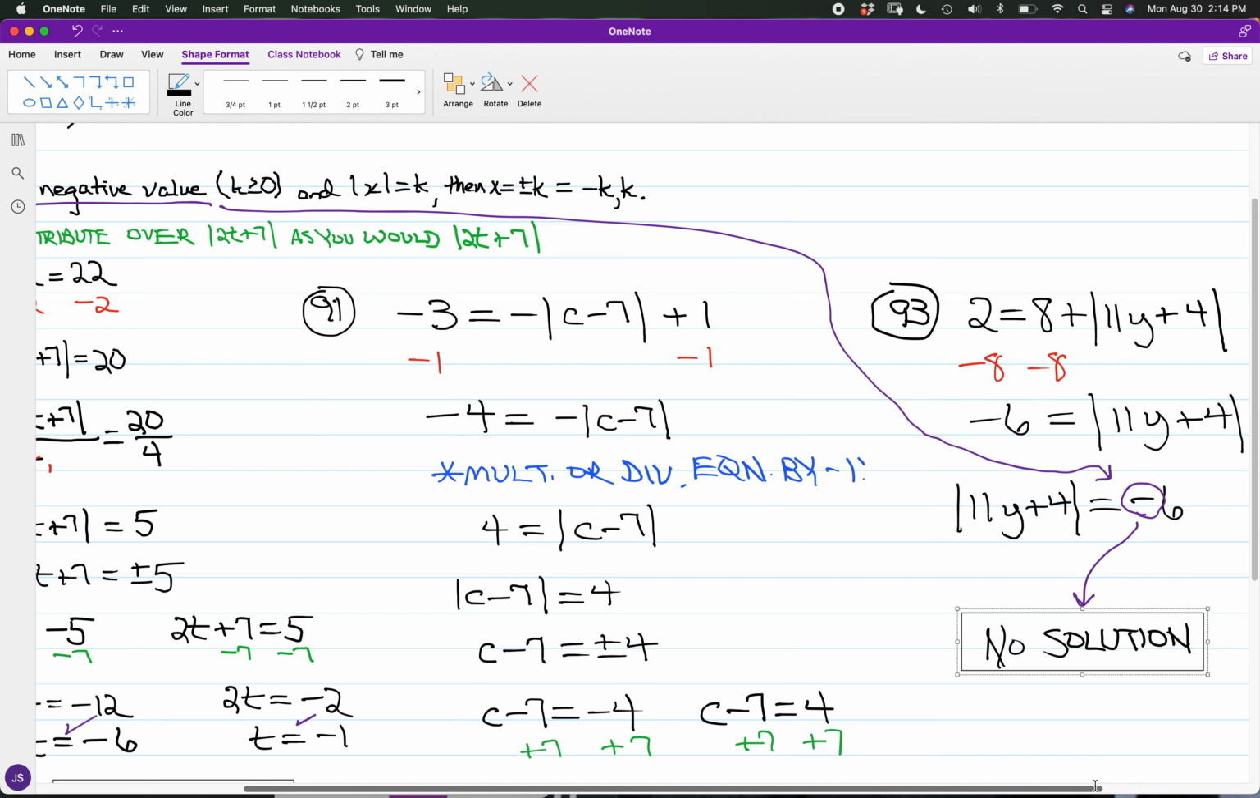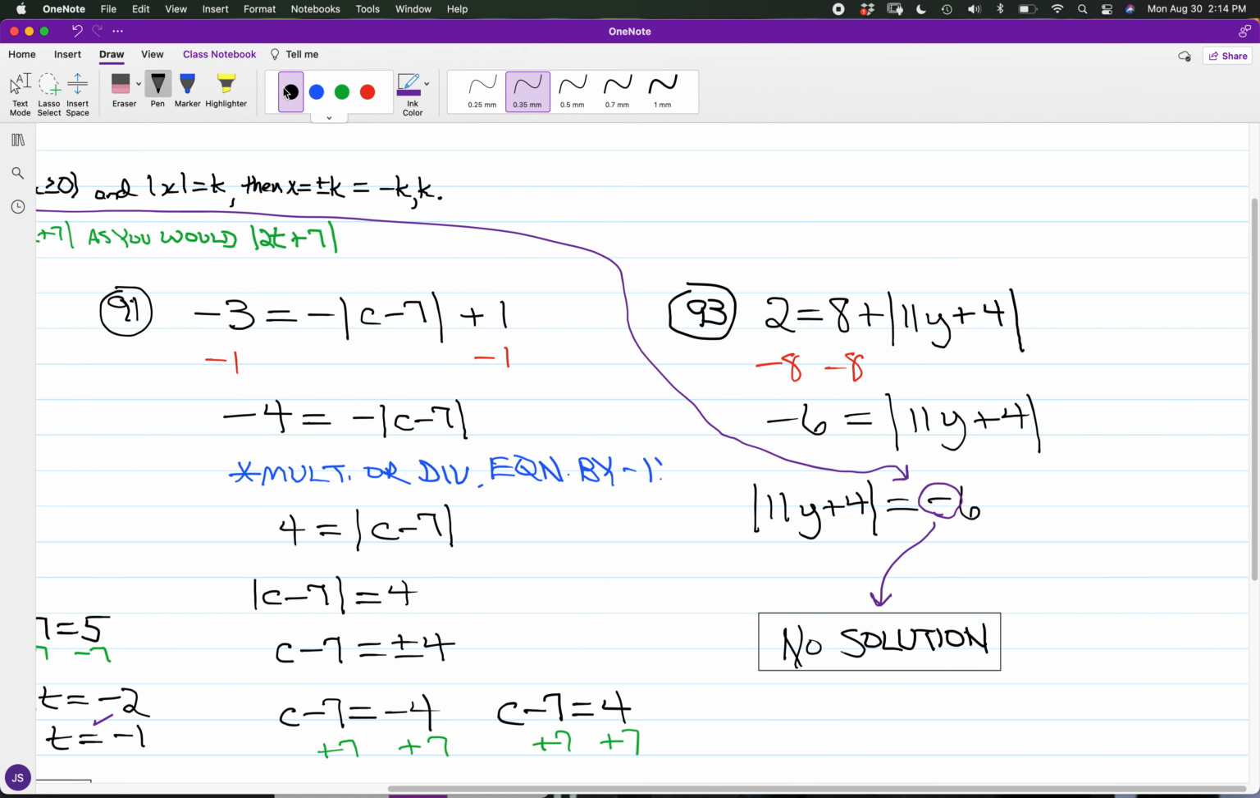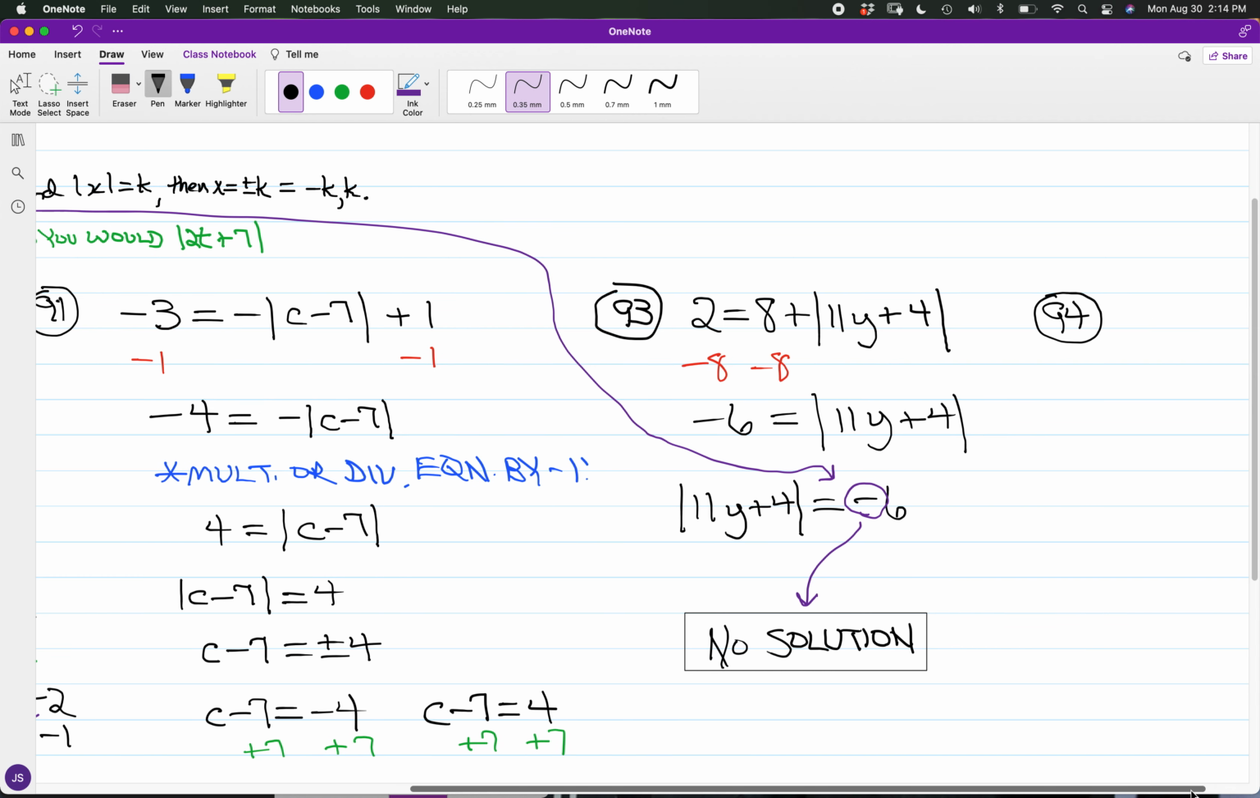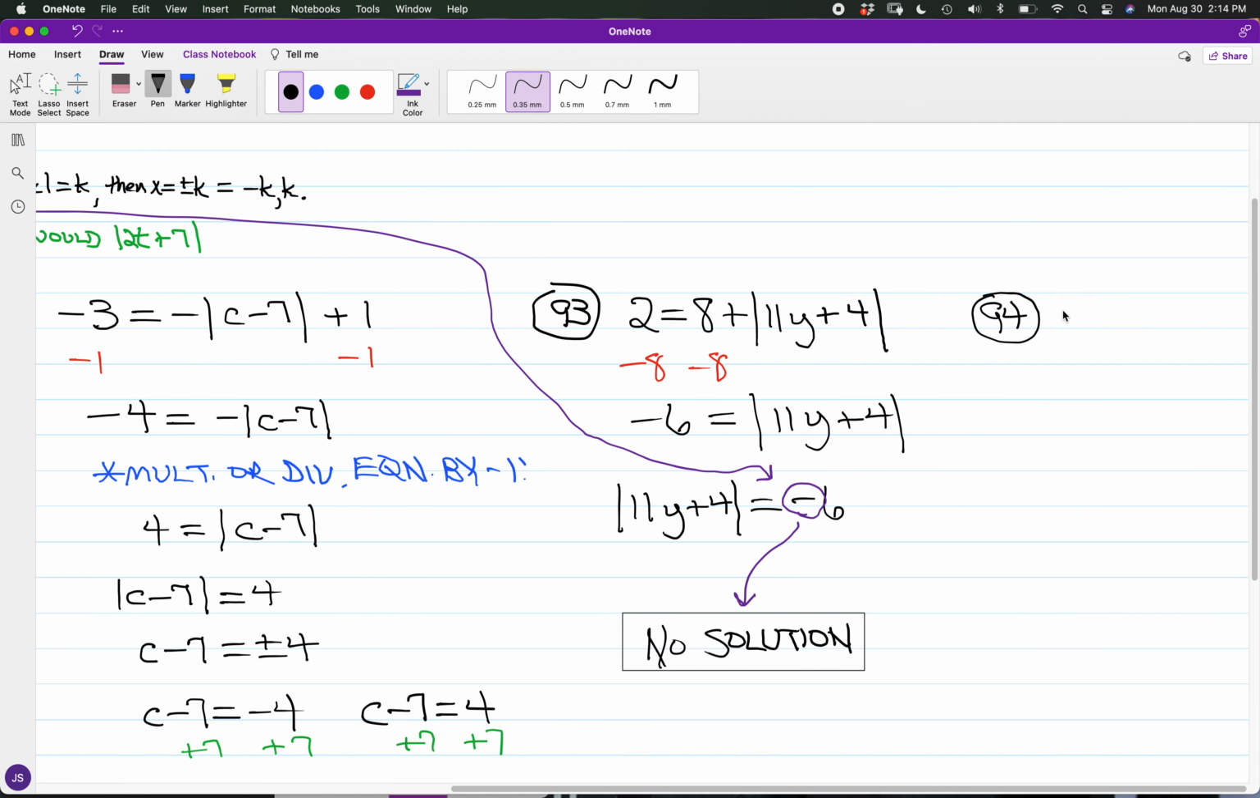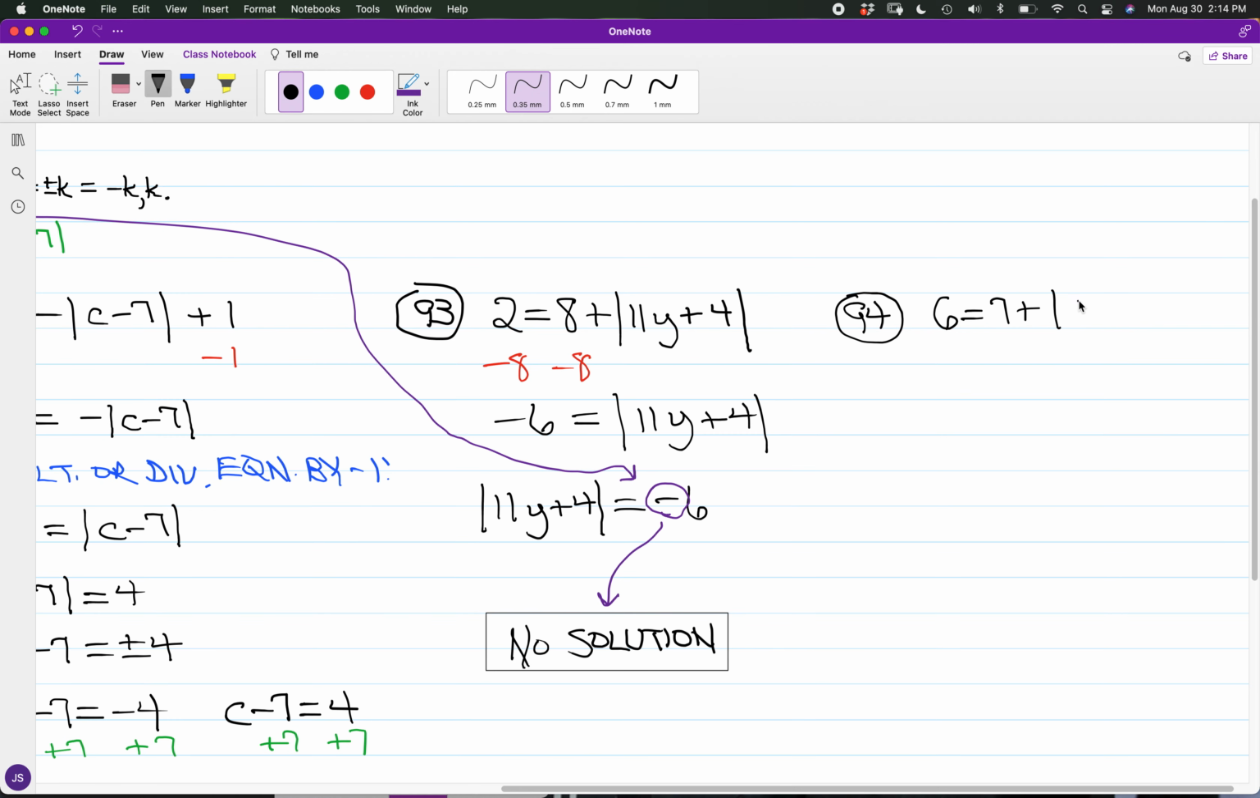All right, now for number 94. Looking at an expression in y going out to an expression in the letter z. For number 94, we have that 6 is equal to 7 plus the absolute value of 9z minus 3.